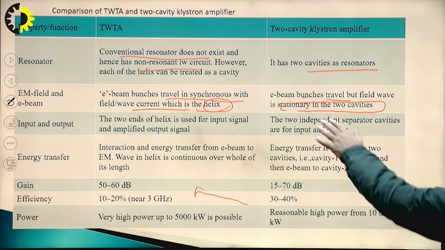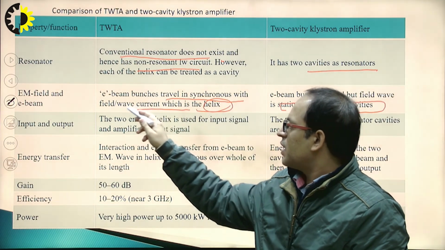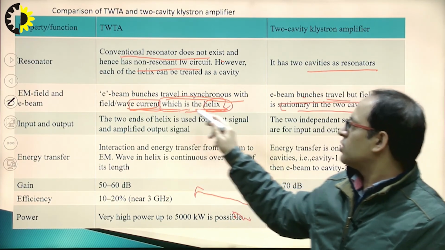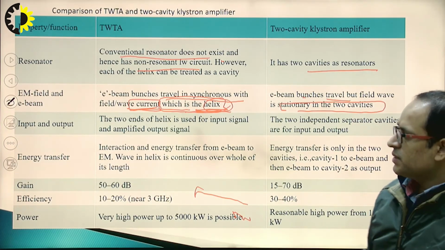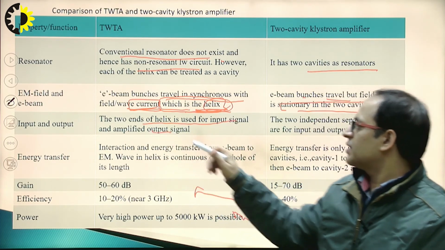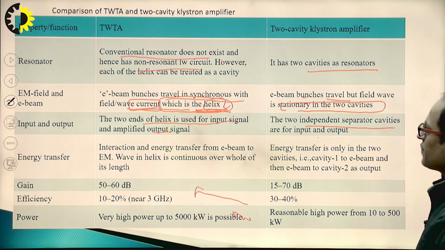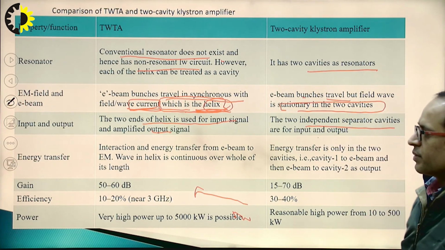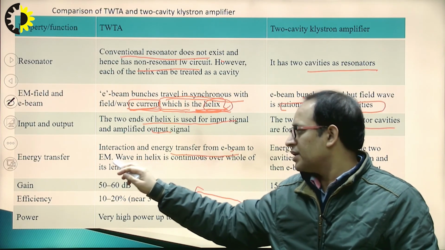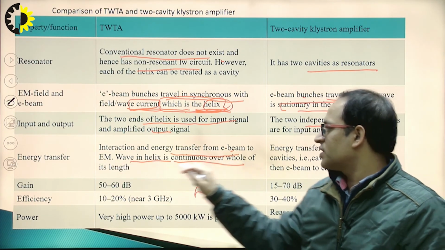You will see that the field wave is stationary between the two cavities, whereas in the TWT the field waves are in the form of current which travels down the helix. The two ends of the helix are used for the input signal and the amplified output. In the klystron, the two independent separated cavities are for the input and the output. In the helix, interaction and energy transfer from the electron beam to the EM wave is continuous over its length.